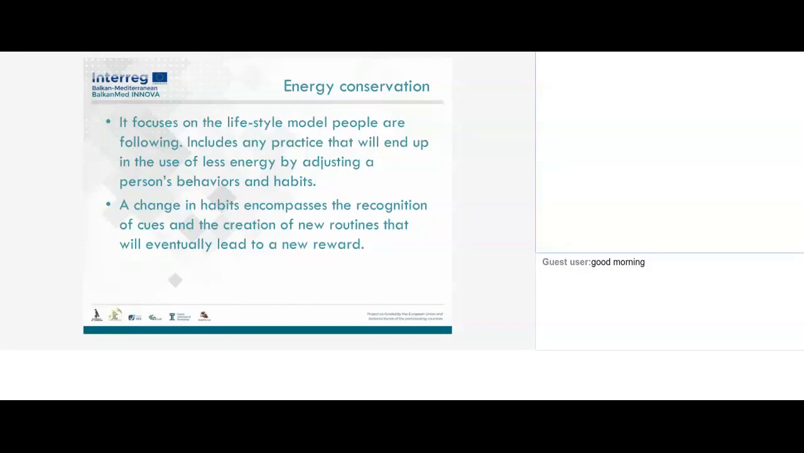To be successful in this change, we have to change some cues and create new routines that will eventually lead to a new reward. For example, if we are feeling cold inside our apartments during winter, our common routine is to turn the heater up. Another routine would be to put a jacket or a blanket on. This would create a new routine because without using more energy, we will have the same result. We will be warm again. The new reward would be that we feel warm again, we use less energy, and we emit fewer greenhouse gases.